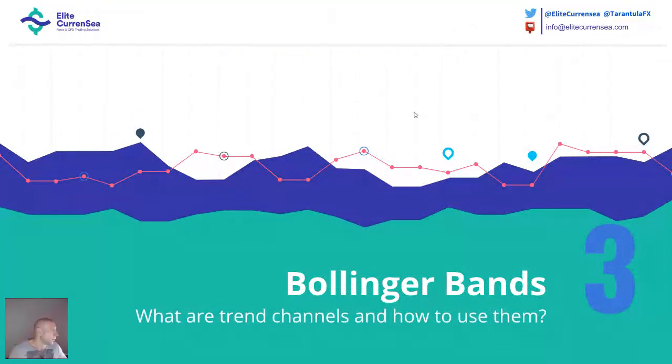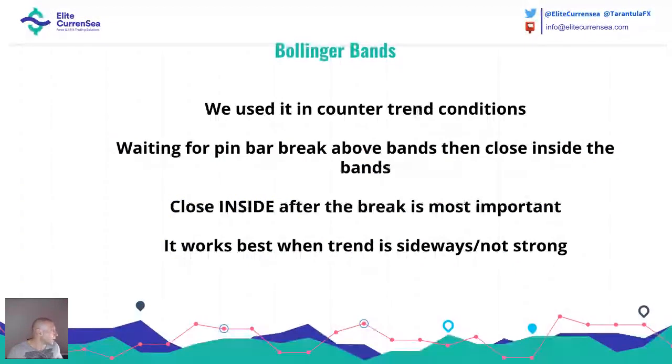Bollinger Bands now. Bollinger Bands, very important. We usually use them in counter trend conditions, but if you want to use them in trend conditions, wait for a pin bar to break above or below the band, then close inside of the band. That is the single most important thing that I do for my Camarilla MACD MTF. Of course, there are other indicators that confirm.